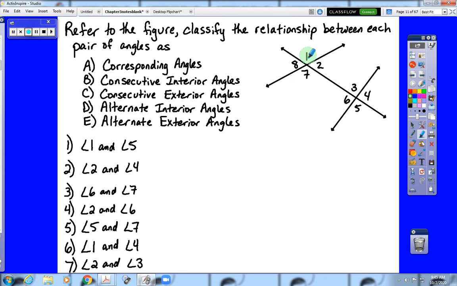If we look at those two angles, they are on opposite sides of the transversal. They are outside of the lines being transversed. That makes them alternate exterior. So 1 and 5 are alternate exterior, or E.